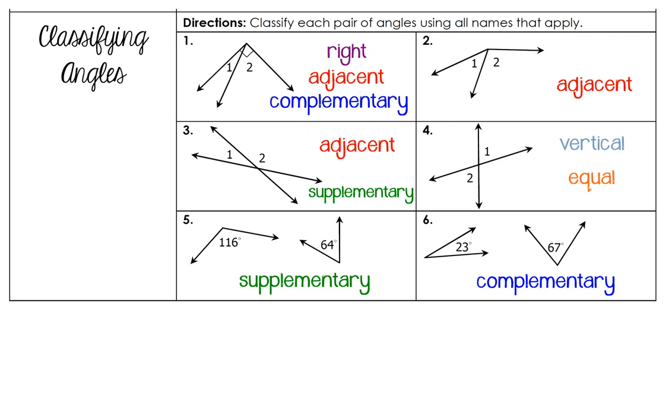Look at number 3. If I trace angle 1 and then I trace along angle 2, do you see how I touch the same straight line? That's how I know they're supplementary. And with number 4, they share a vertex and they're opposite of each other. So that makes them vertical, equal angles.